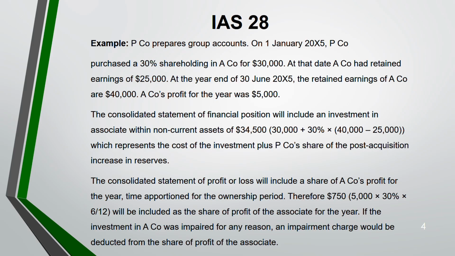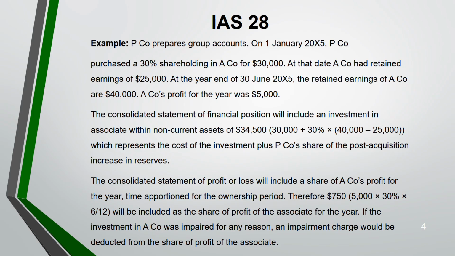But when it comes to profit and loss, you only have to take the period that you are an associate. If you're acquiring the associate in the middle of the year, you only have to take the portion that you are being an associate. So in this case, you have bought it on 1st Jan, an associate. Now, at the end of 30th June, that means after 6 months, they have given you the retained earnings. From 1st Jan to 30th June is only 6 months. So you can only take the profit of 6 months, not for the whole year.